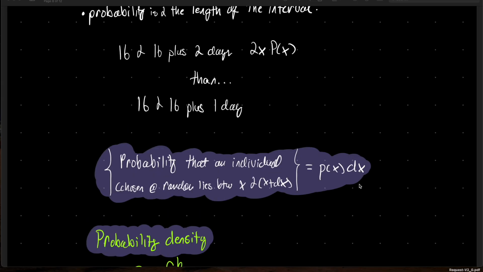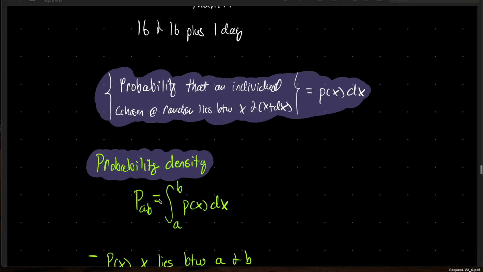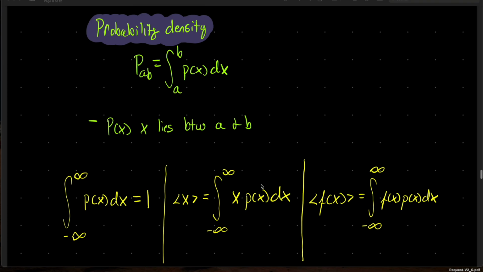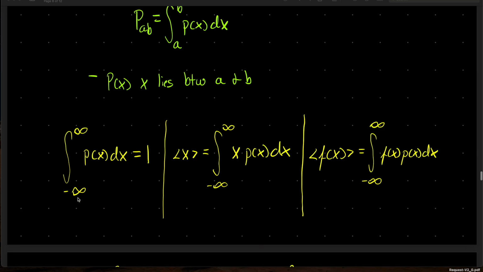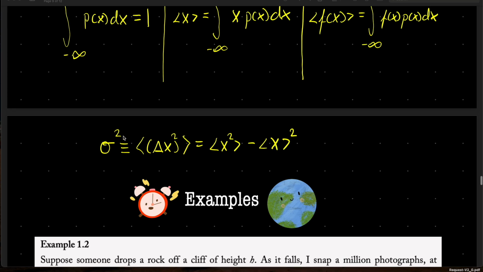Okay, moving on to more definitions here. If we wanted to find the probability that an individual chosen at random lies between x and x plus dx, it's going to be equal to p of x times dx. I think the textbook actually uses rho, but we're just going to use p of x. And the probability is defined as the integral from a to b of p of x times dx. Some more important stuff right here, pretty straightforward. And then another definition for sigma squared, or what is it called? It's not the standard deviation, the variance. There you go.